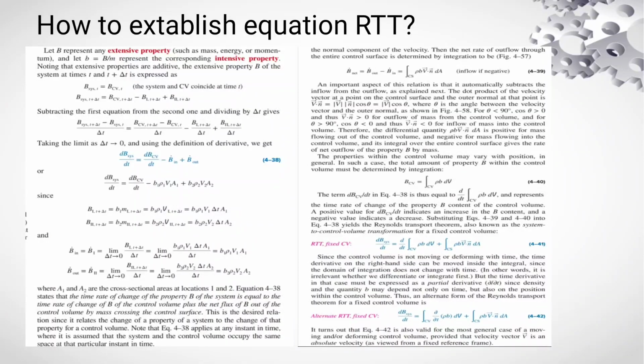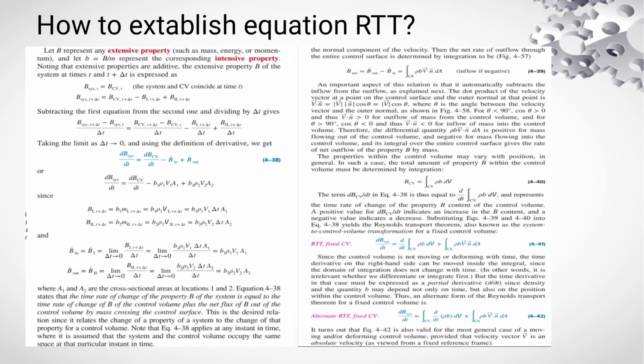It states that the time rate of change of the property B of the system is equal to the time rate of change of B of the control volume plus the net flux of B out of the control volume by mass crossing the control surface. This is the desired relation, since it relates the change of a property of a system to the change of that property for a control volume.